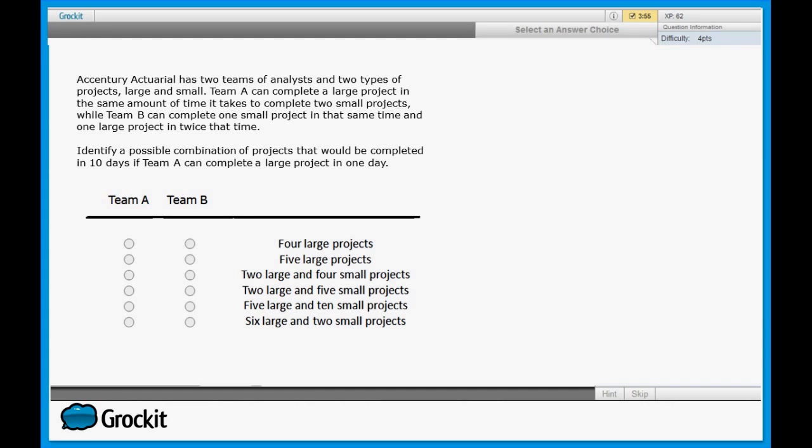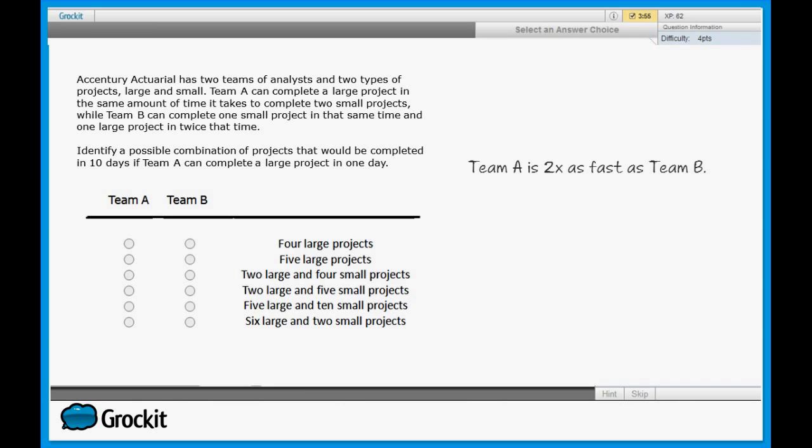Team A is faster because it can do a large project and Team B can do that same large project in twice the time. So that's the connection we're looking for. Team A is two times as fast as Team B.